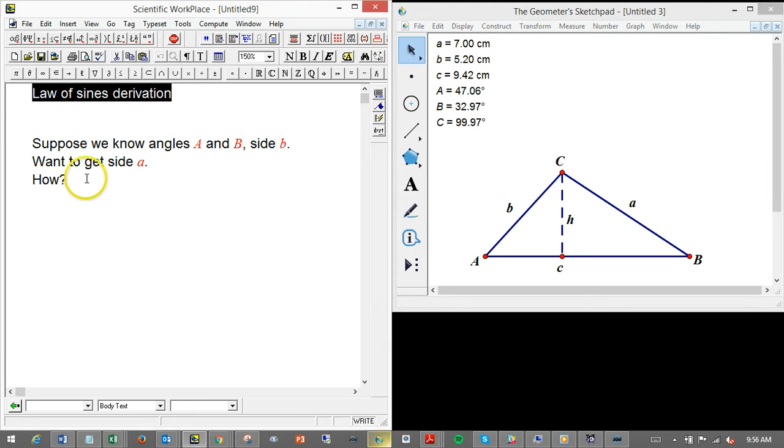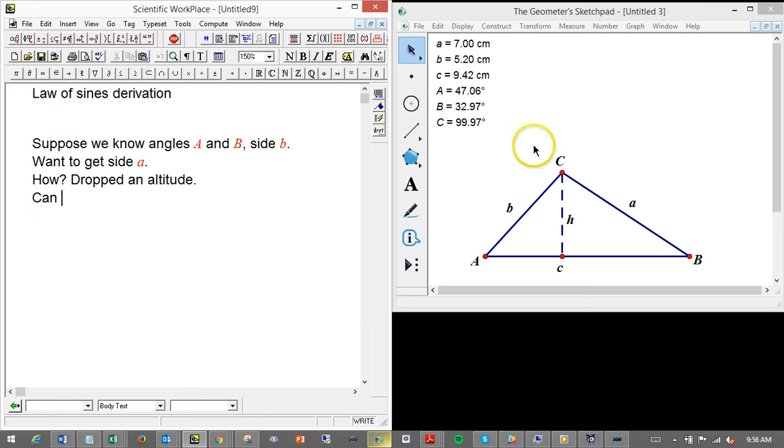Okay, so what have we done? We've dropped an altitude. Basically our universal thing: if you're stuck on a geometry problem, draw more stuff and probably drop an altitude, probably put in some sort of perpendiculars. That suggests we've now got two right triangles, the left-hand right triangle and the right-hand right triangle. We totally know how to do trig with that. And so it suggests that we could get H and then use that to get A.